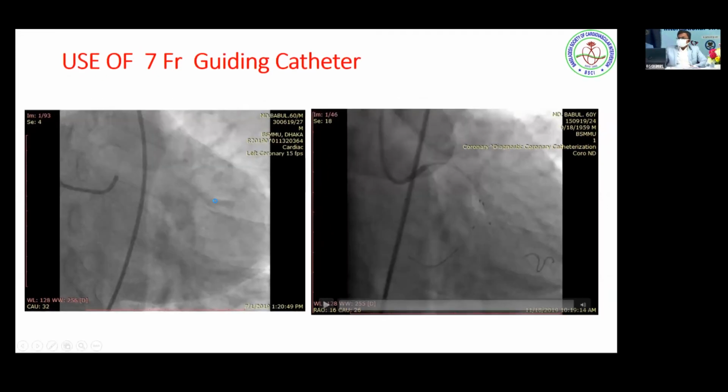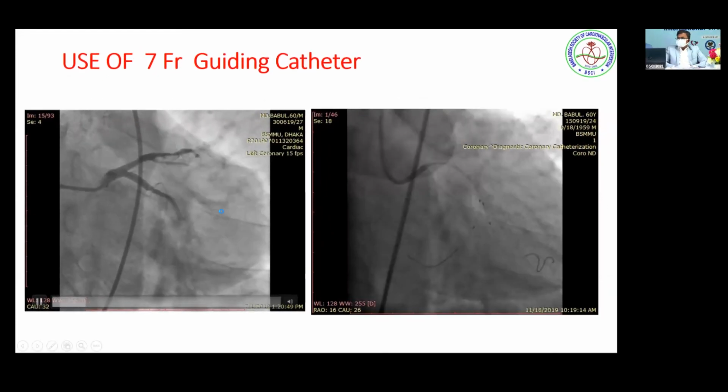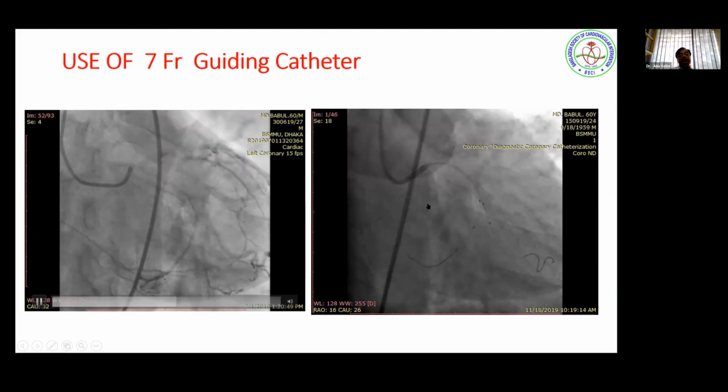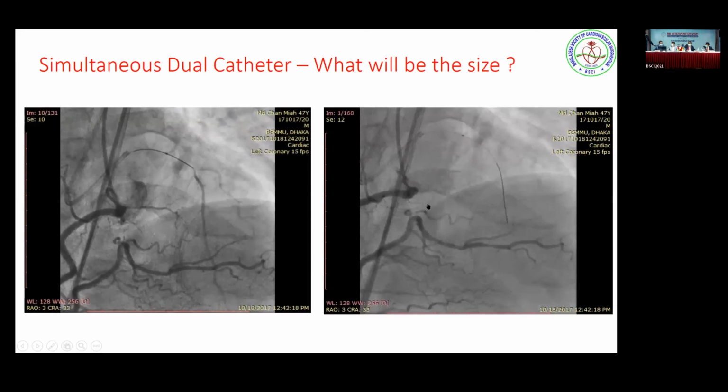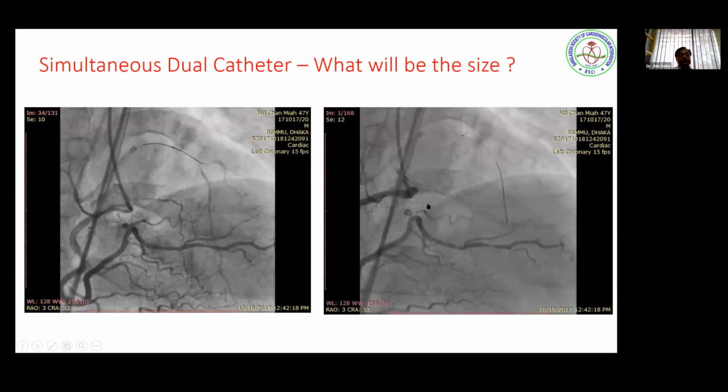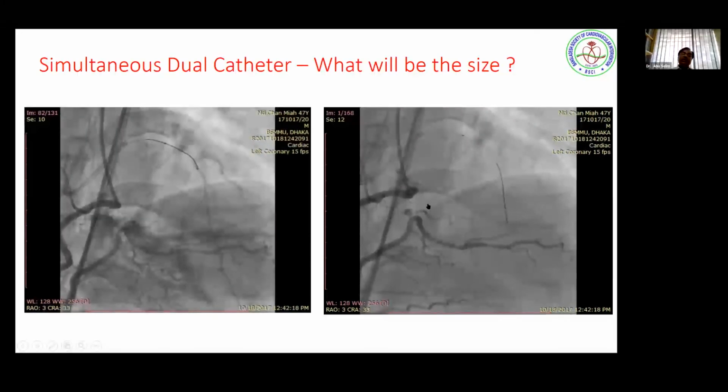Dr. Abu Salim, just one slide. Give me 1 minute. Yes, give me 1 minute. I will send by, already 4 minutes given to you. This 7 French. And there is also a last slide. This is my last slide.